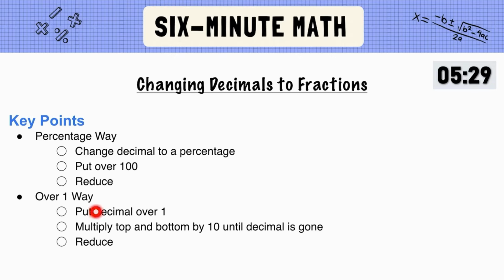Another way you can change a decimal to a fraction is called the over 1 way. In that case, we are going to put that decimal over 1, and we are going to multiply top and bottom by 10 until that decimal is gone. As always with our fractions, we will need to reduce or simplify. So let's look at some examples.